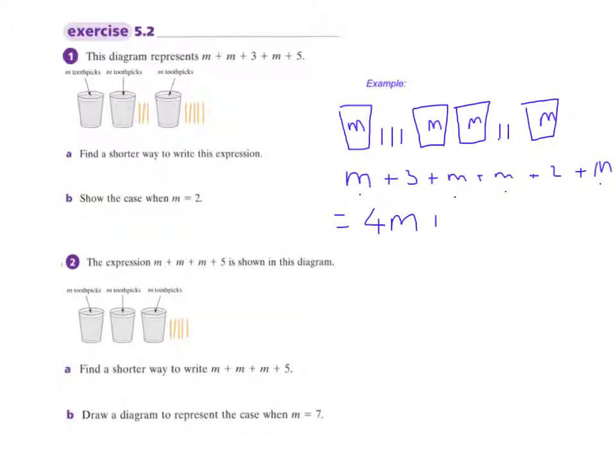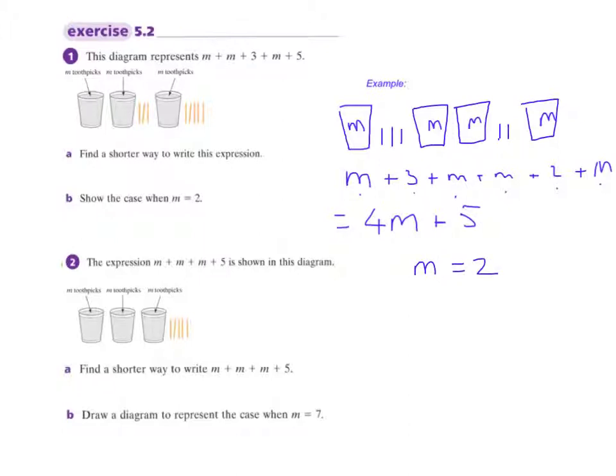Now I could write plus 3 plus 2, but I can add them up. We've got 3 and 2 is 5. So we've got 4m plus 5. So we've made this really long thing into something quite straightforward. So we've got 1, 2, 3, 4 m's, and we've got 3 plus 2 equals 5. So there's our expression.